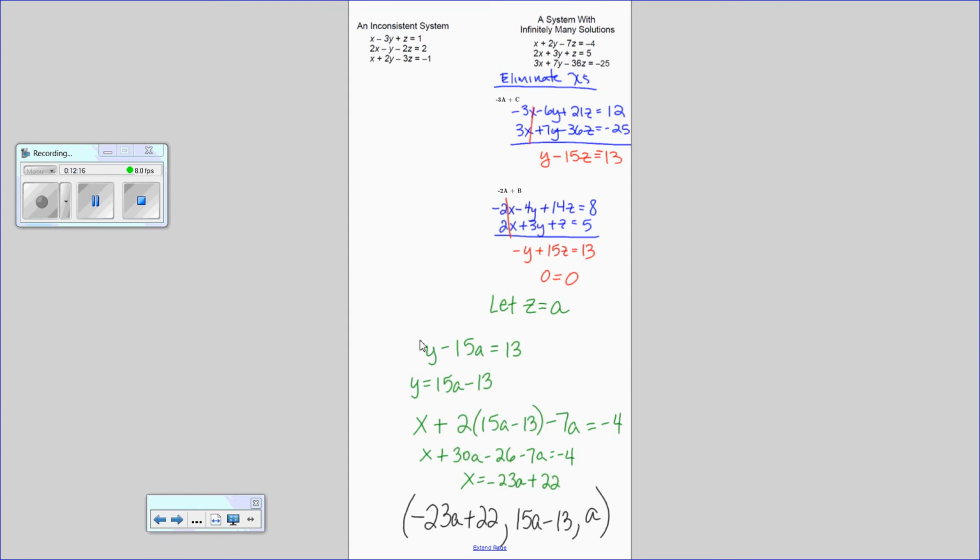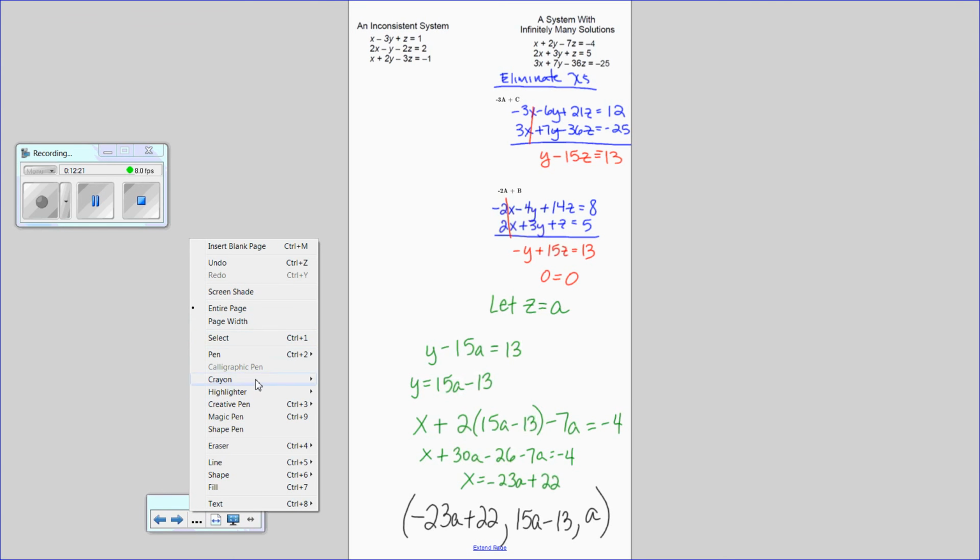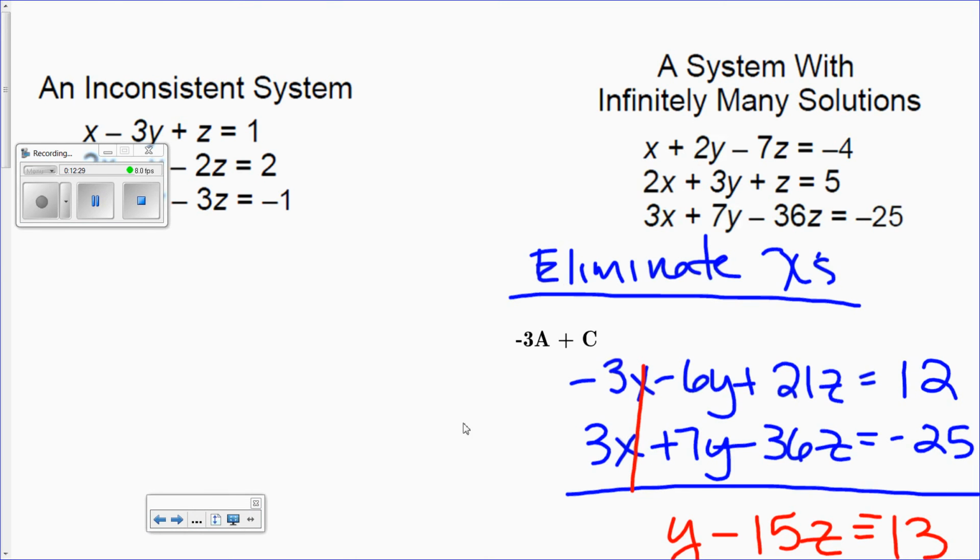The next is a system with infinitely many solutions. Now we have to be careful. When you solve an equation that has infinitely many solutions, we generally think of that to mean that there are all real number solutions. We have to be careful with systems of equations. So here, I've decided to eliminate the x's.